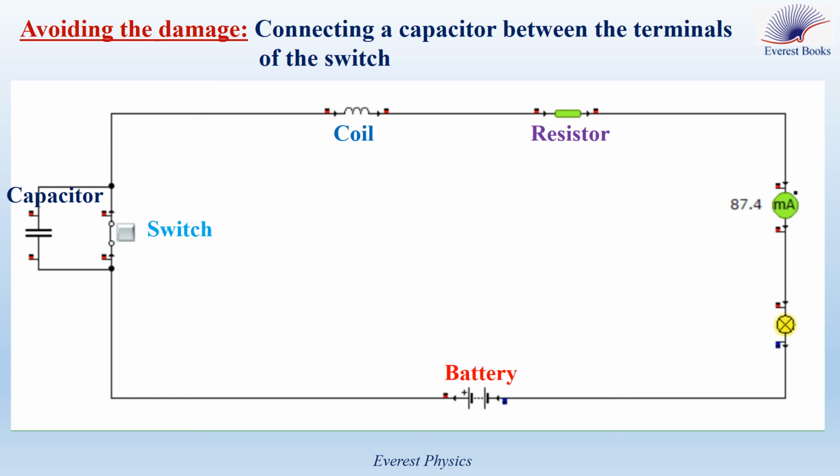Watch this simulation. A capacitor is connected in parallel across the switch. The current now has a value of 87.4 mA. When we open the switch, free damped electromagnetic oscillations take place and no sparks appear at the switch contacts.